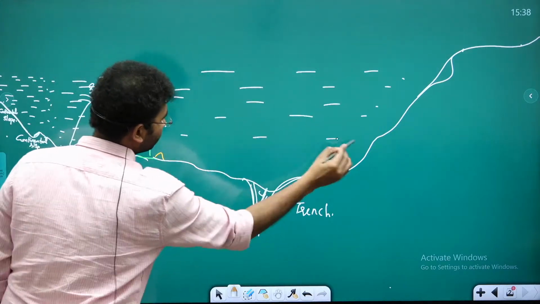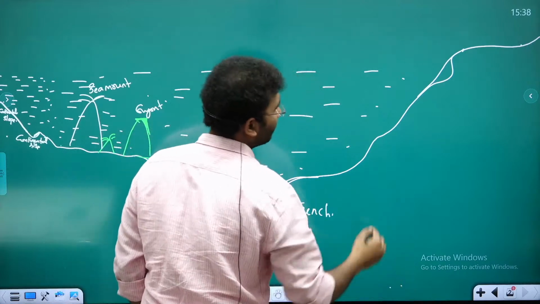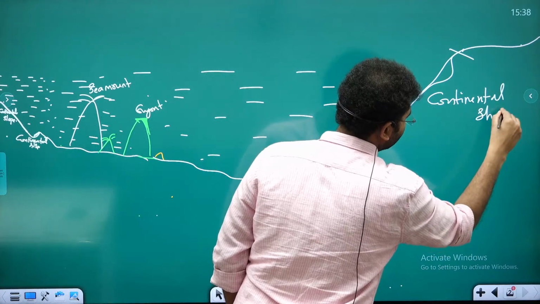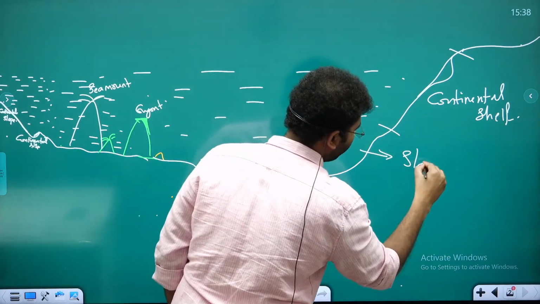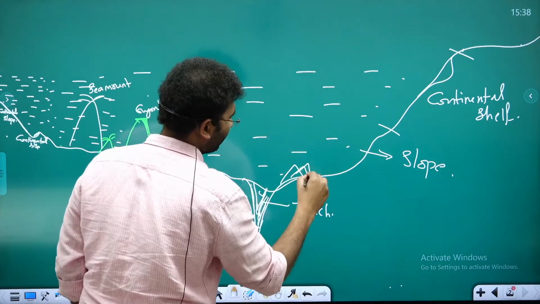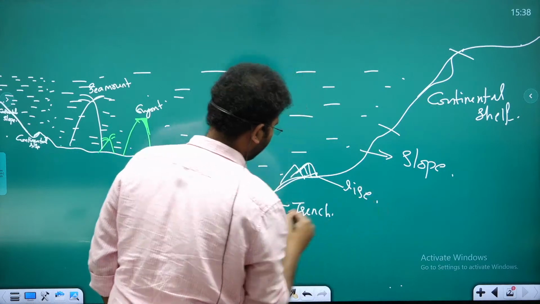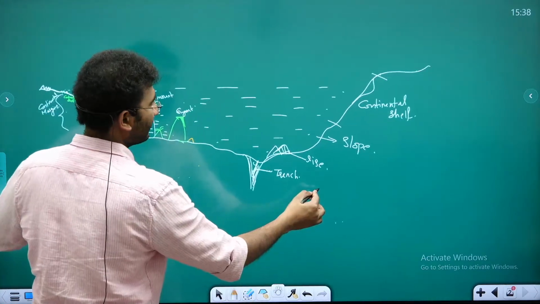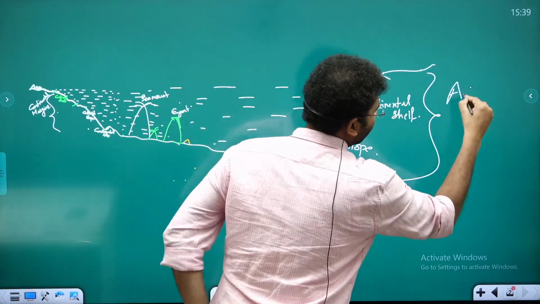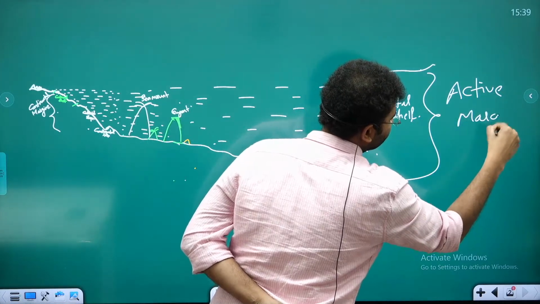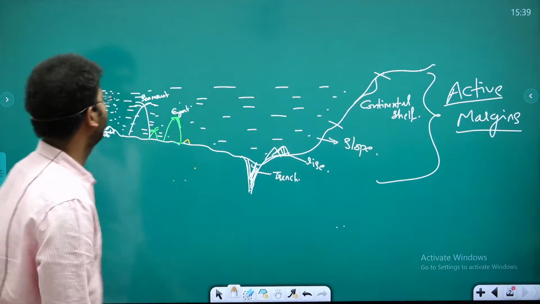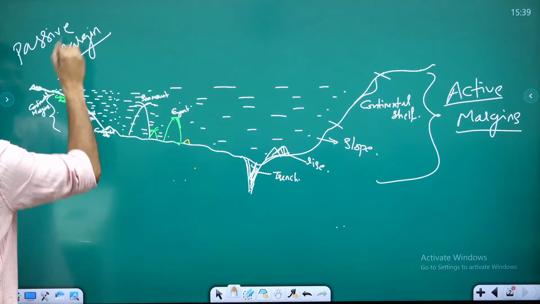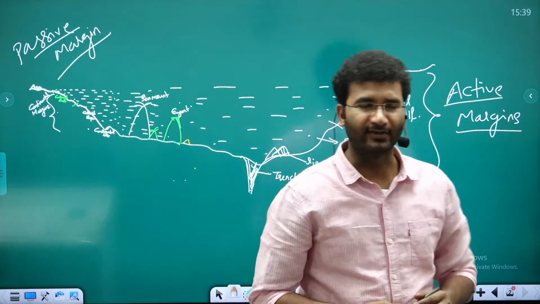Imagine this is your ocean, and then this is your continental shelf. This is your slope, and here you might see a rise, and then this is your trench. So broadly speaking, this will be your active margins, right? And this will be your passive margin. This is passive margin and this is active margin, right?